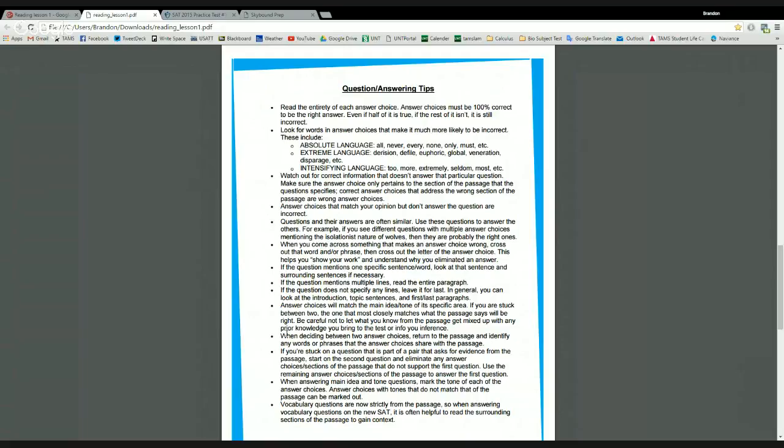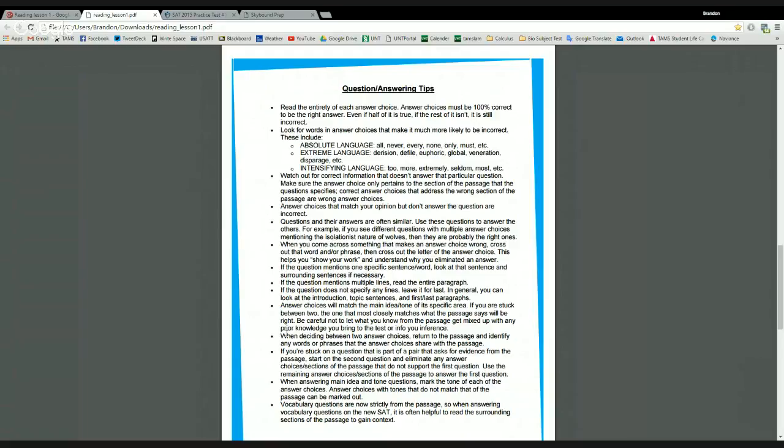If you're stuck on any question that is part of a pair, ask for evidence from the passage. Start with the second question and eliminate any answer choices or sections of the passage that do not support the first question. Use the remaining answer choices or sections of the passage to answer the first question. So if you are stuck, you can read the other answer choices and base your answer off that. This is usually just thinking about which ones are similar, which ones are different.